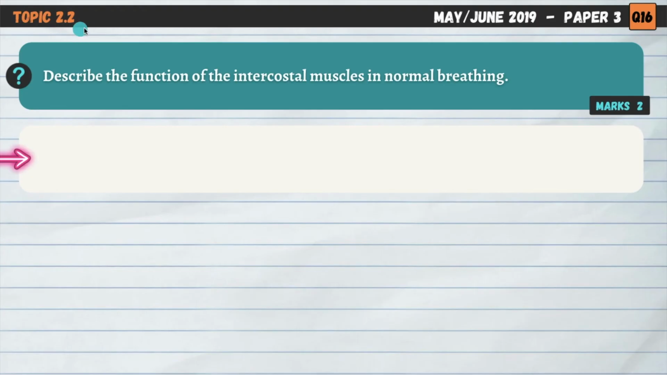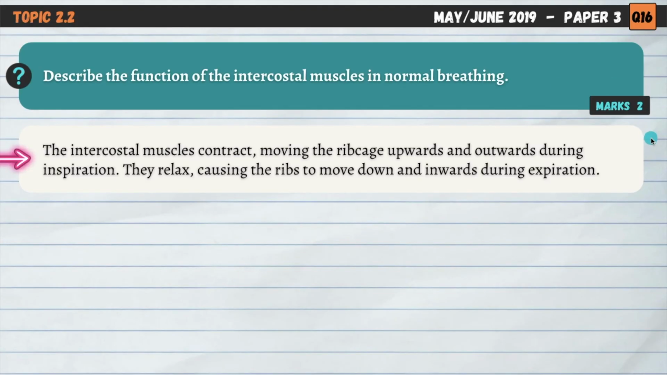Okay, topic 2.2 now. Describe the function of the intercostal muscles in normal breathing. So we already had this question for the diaphragm, but that one was worth 4 marks. This one's only worth 2, so we don't need to make as many points. The intercostal muscles are, of course, the other set of muscles involved in breathing. So we looked at the diaphragm already, and now the intercostal.